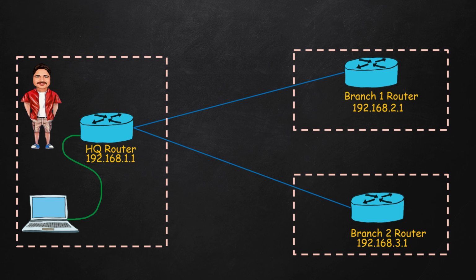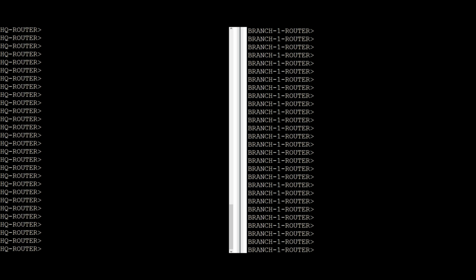Now in this network diagram, we are going to configure Telnet at the branch office 1 router, and we are going to configure SSH at the branch 2 router. So let's go to the lab and I will show you how to configure the Telnet and the SSH. Now on the screen at left side you can see the head office router, and at the right side you can see branch office 1 router.